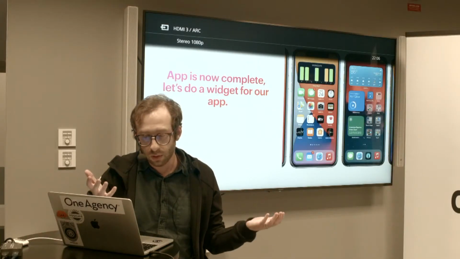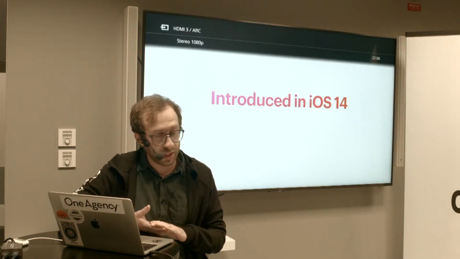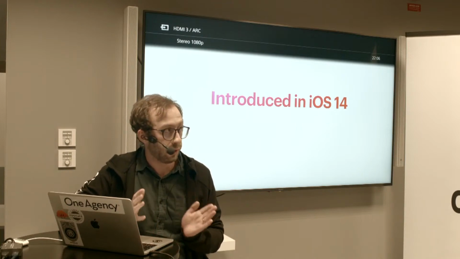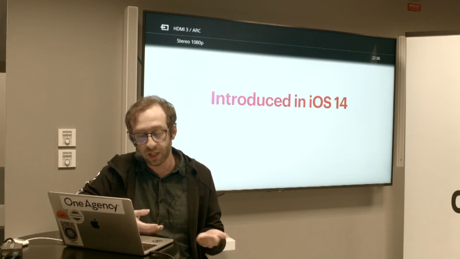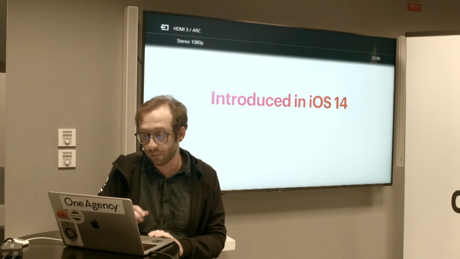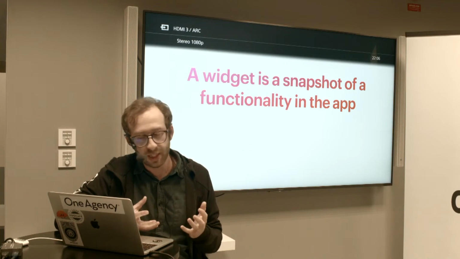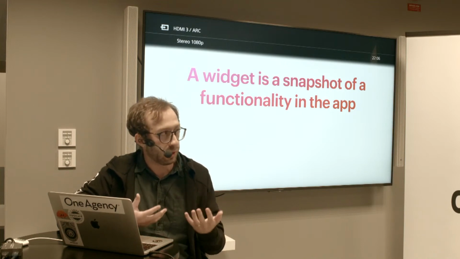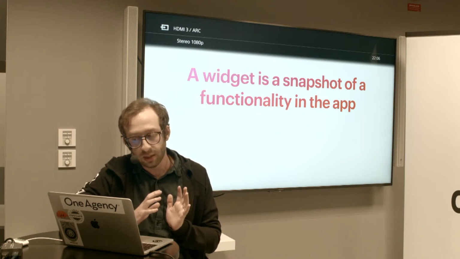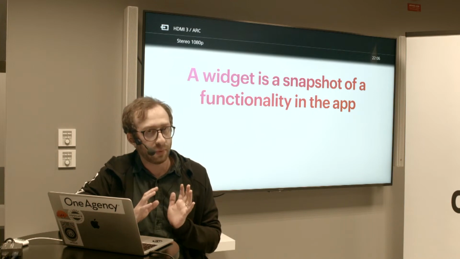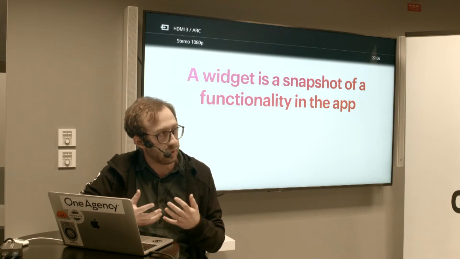We have some more time, so let's do a widget. And this was introduced in iOS 14. So you need to have a modern phone, for example, iPhone 6s or above, which is maybe not modern, but they are providing iOS 14 to that phone. And a widget, at least on iOS, Android is a bit more advanced, is actually just a snapshot of functionality in the app. It's not a full app. It's not very interactive. It's just a snapshot, like you can view things very quickly.